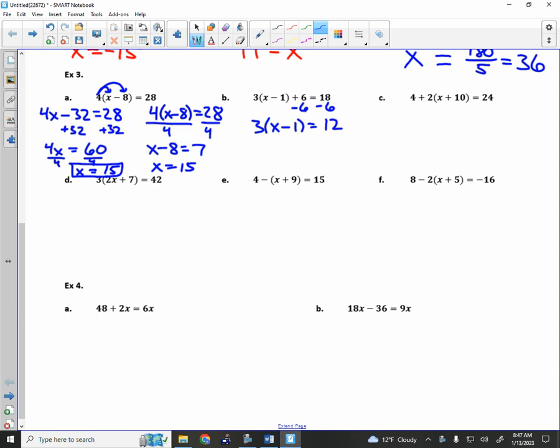If you want to distribute, can you distribute? Yep. If you don't want to distribute, what could you do? Divide. I'll divide that 3 off. And I get x minus 1 is equal to 4. Add the 1, and I get x is 5.